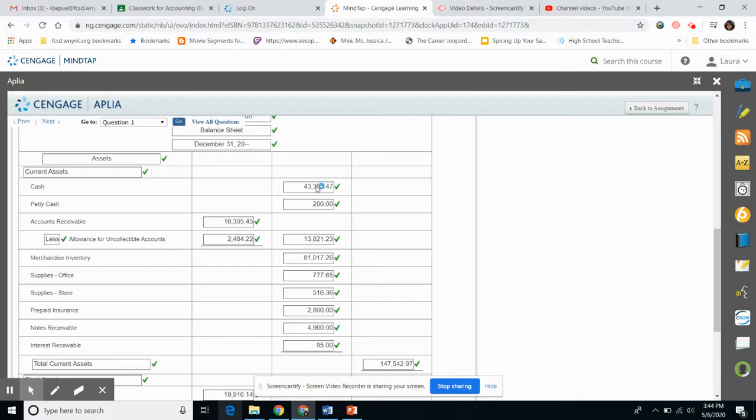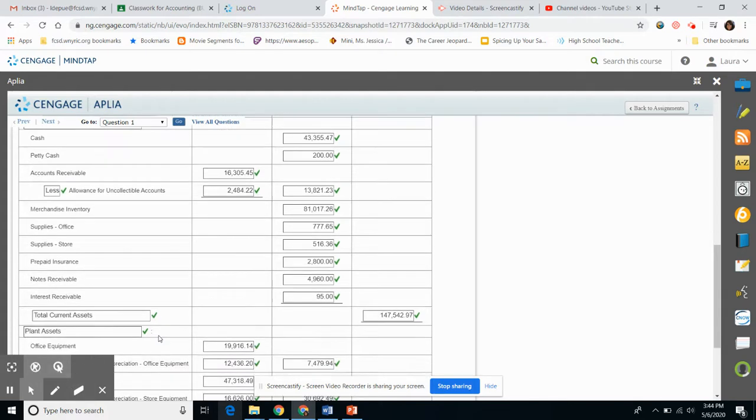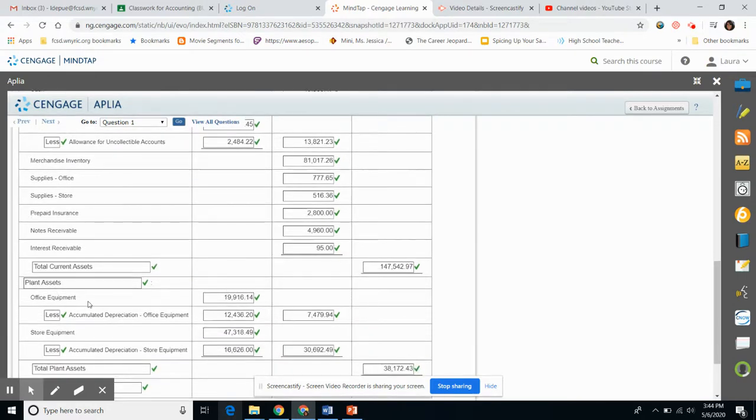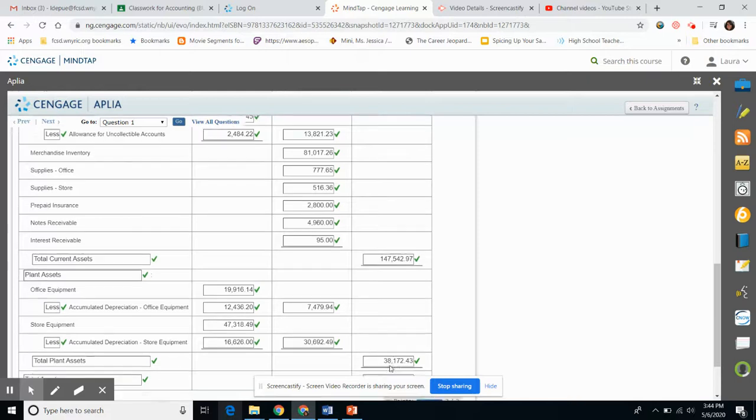After plugging these all in, you're going to add this entire column, including these two, so this whole column right here, to get our total current assets of $147,542.97. Then we have our plant assets, so we have to do some math. We have our office equipment less the accumulated depreciation on that, so 19,000 minus 12,000 to get the 7,000 number. Same thing for the store equipment, minus the depreciation on it to get this number. So total plant assets, we're going to add our office equipment and our store equipment after we took out the depreciation to get this 38,000 number.